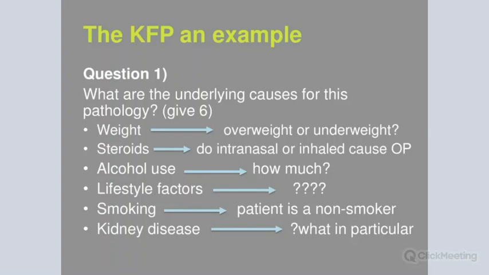And then kidney disease. So chronic kidney disease, yes, definitely, stage 4 and 5 definitely causes osteoporosis, but renal stones or, I don't know, recurrent UTIs, I don't think is a risk factor for osteoporosis.